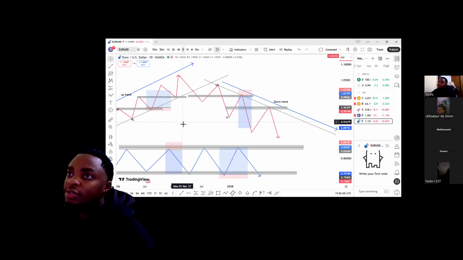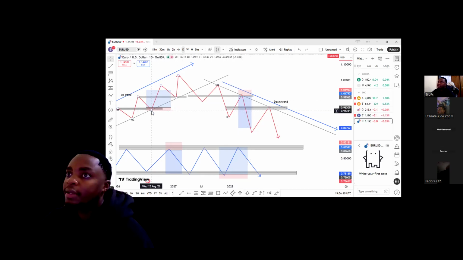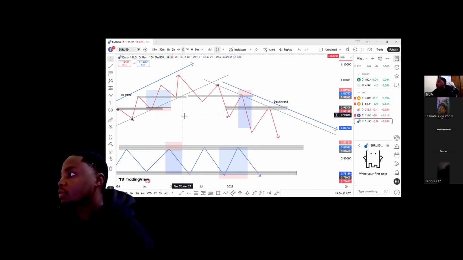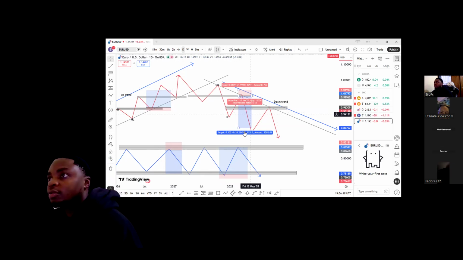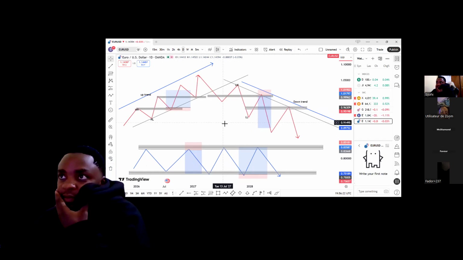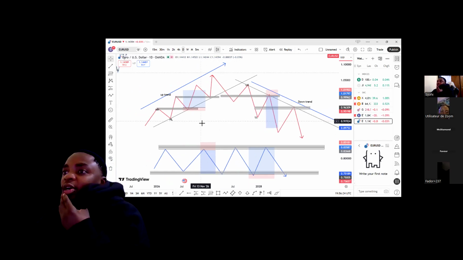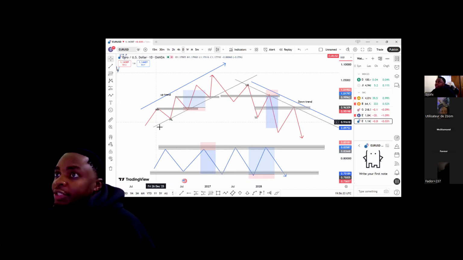These are two things I need you to jot: always sell from a resistance zone and always buy from a support zone. When you want to buy, you make sure you buy from the support zone.